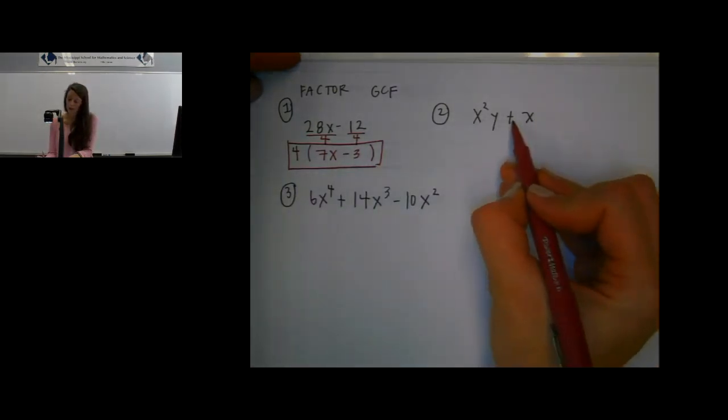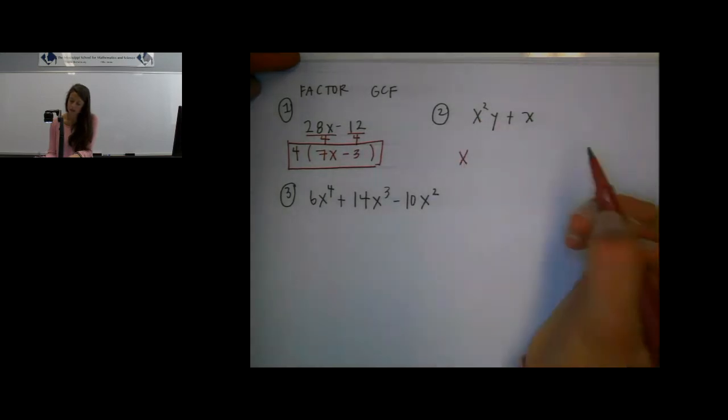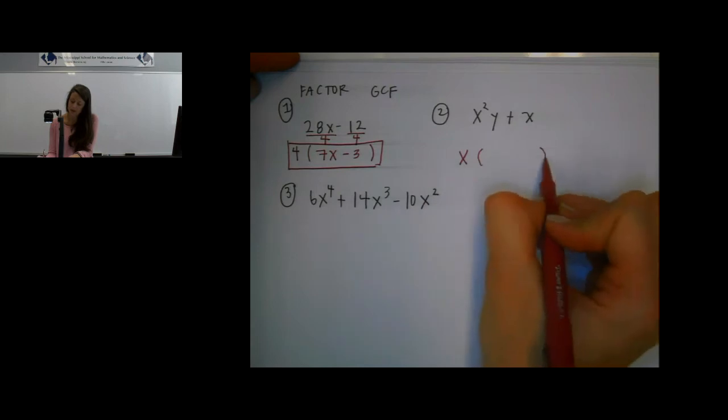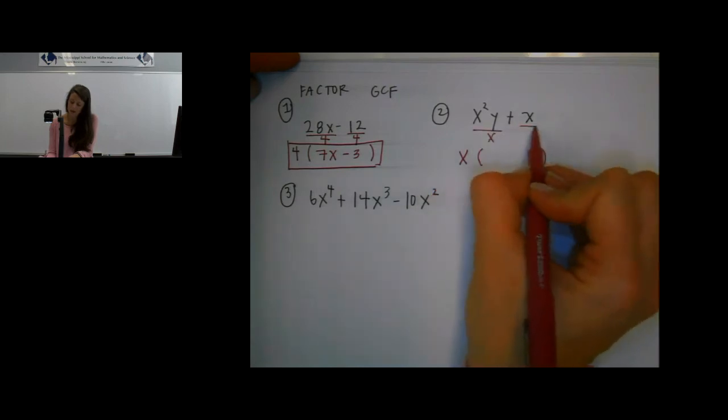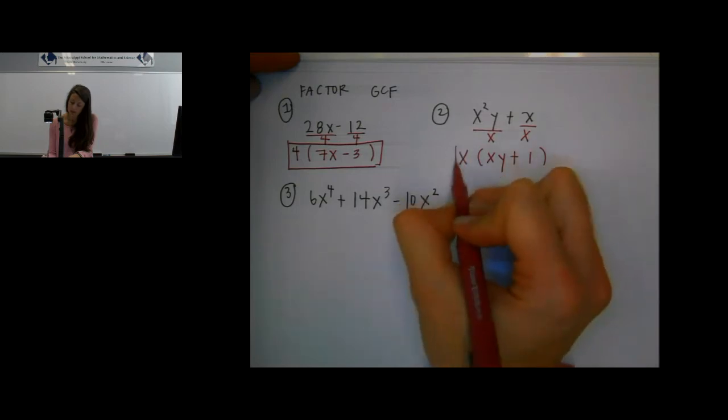Okay, x squared y plus x. You have an x squared and an x, so you have an x that's in common. You don't have a y in both, so your greatest common factor is x. So you'll be left with xy plus 1.